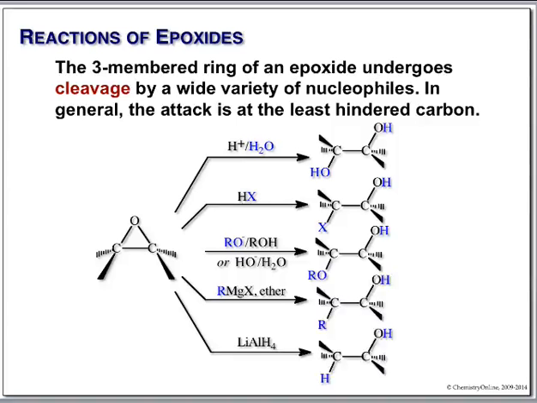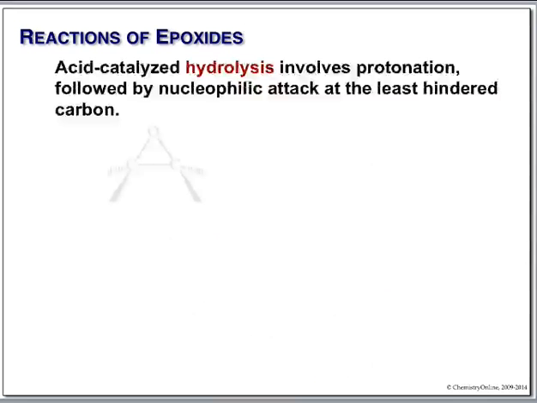So we're going to go through all of these one by one. The refreshing thing is that these all go by essentially the same mechanism. So it's very easy to remember. All we're really doing is opening the epoxy ring and adding a substituent. So let's go ahead and get started with the simple acid hydrolysis.